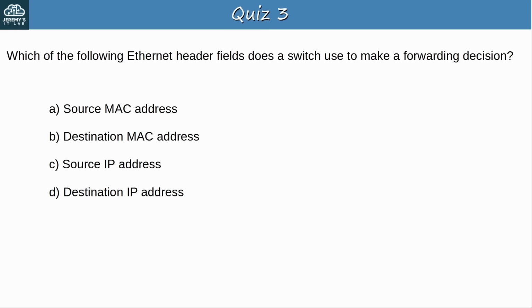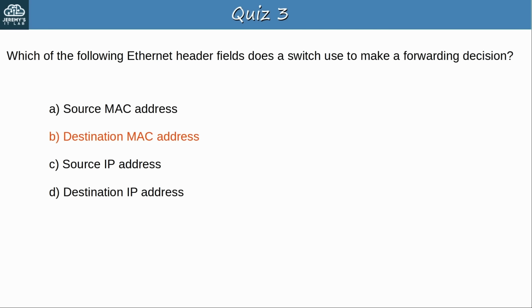Which of the following Ethernet header fields does a switch use to make a forwarding decision? Pause the video now to think about your answer. Okay, the answer is B, destination MAC address.